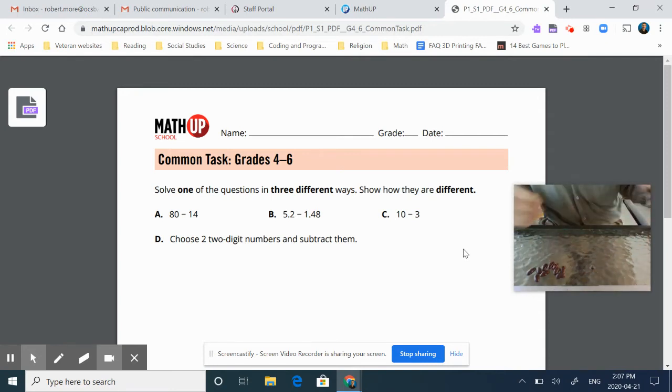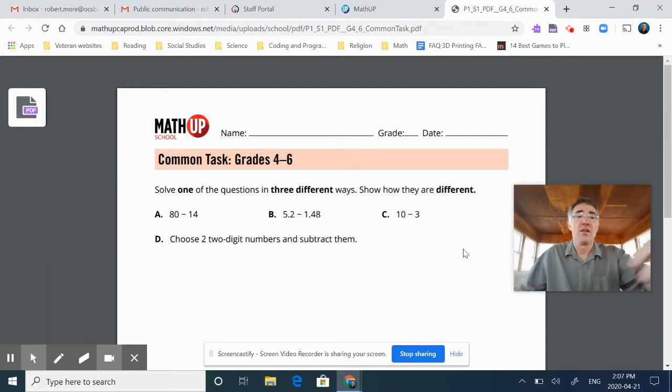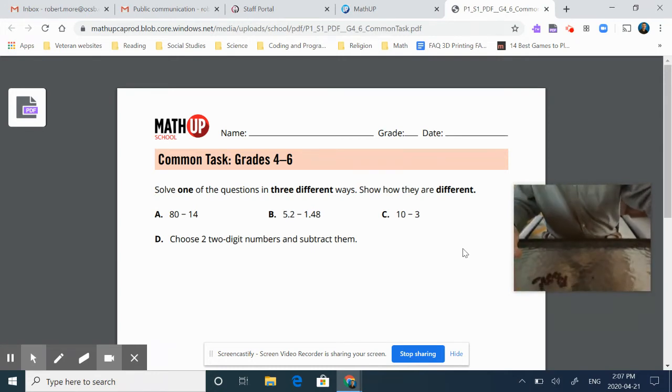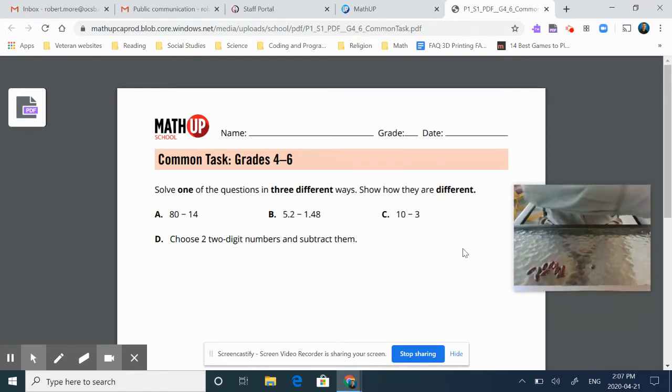And so it starts off and it says that my first number is 80. So I'm going to begin, and I'm going to get 8 chocolate chips. 1, 2, 3, 4, 5, 6, 7, 8.